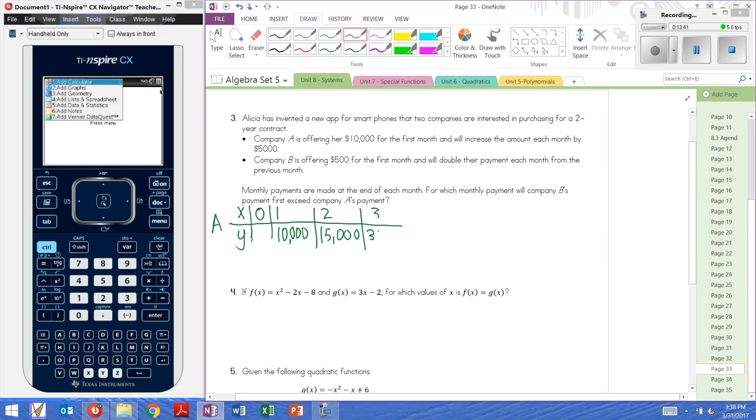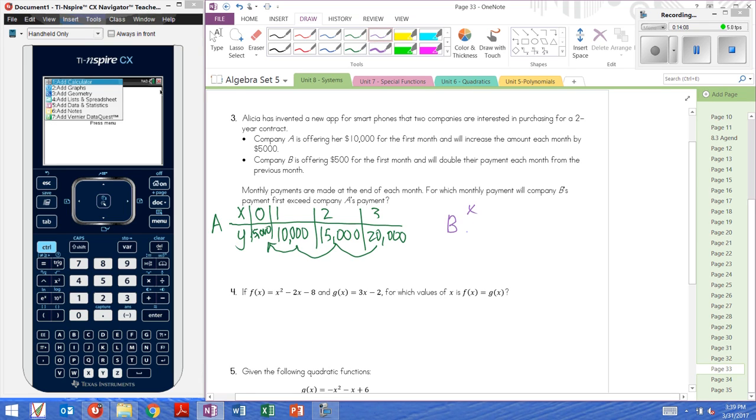And in the third month, add another $5,000. We'll give her $20,000. Whoa. Okay. So technically, if I just follow this pattern backwards, in my month 0, wouldn't that just be 5,000? Okay, I might need that. I might not. Let's talk about company B.